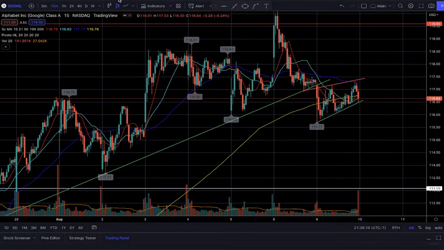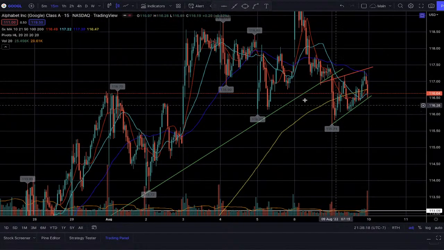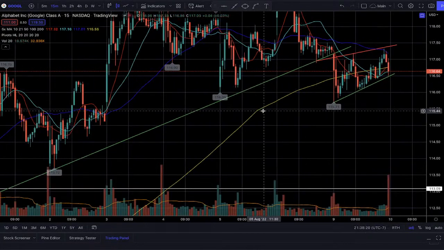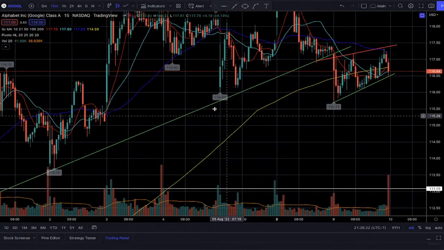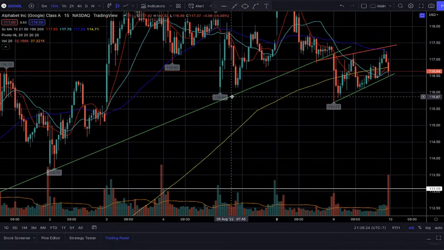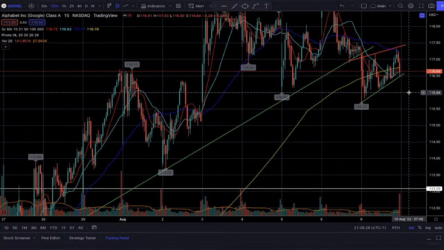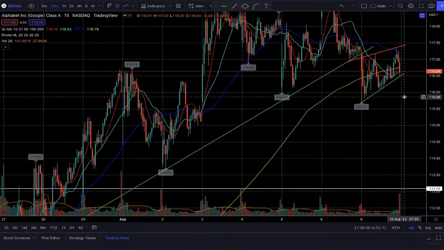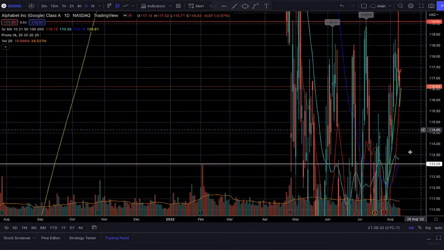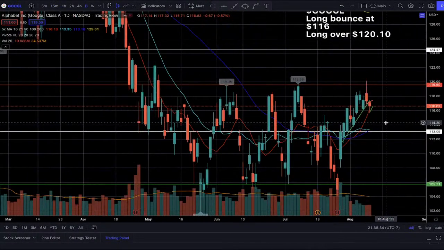So Google here, if it breaks below 116, a clear break below 116, which is also a huge level of support in the past. How do I know? Well, that's where we pivoted off of, and that's where we were able to hold above this ascending support trend line. So if you break below 116, then that's it for Google, and we're heading right back down. If we go back to the daily time frame, we're heading right back down to 114.